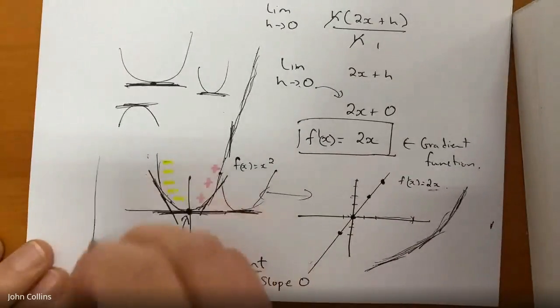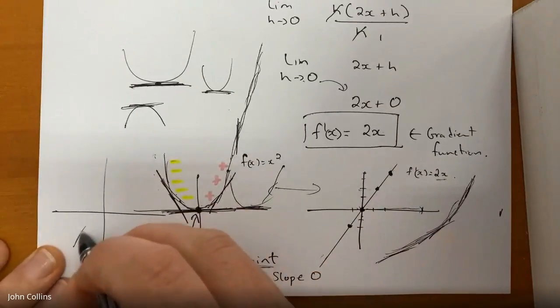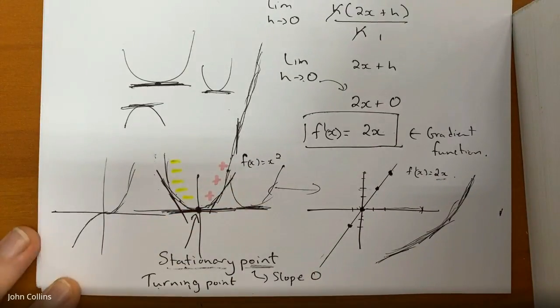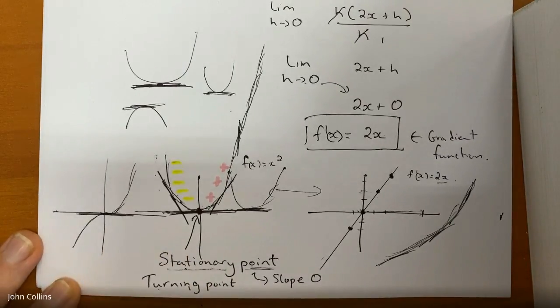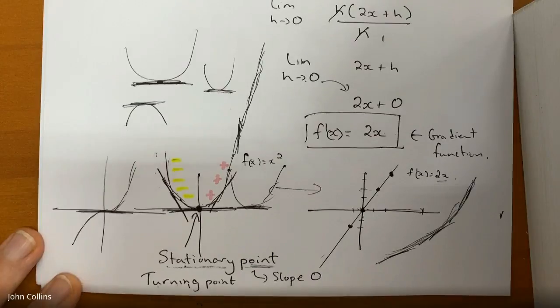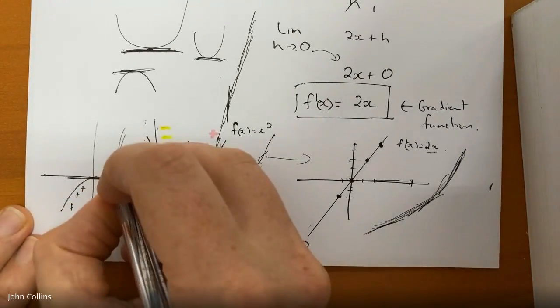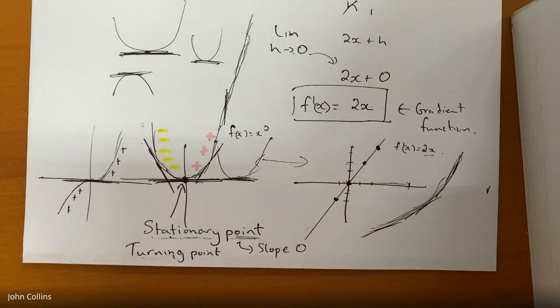Now I'll give you an answer here. Think of the normal x cubed graph. Now at this point here, there is a stationary point, but it is not a turning point because that gives positive slopes, positive slopes, positive slopes. So it hasn't actually turned back, has it?